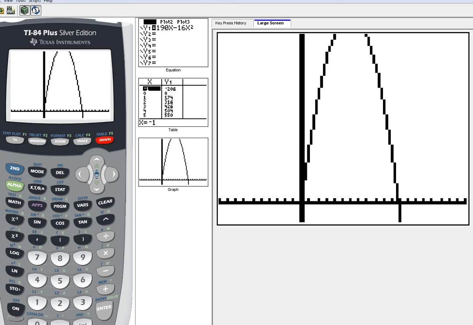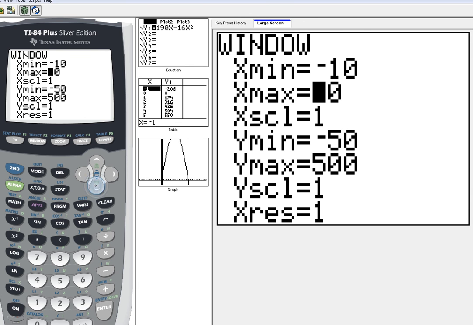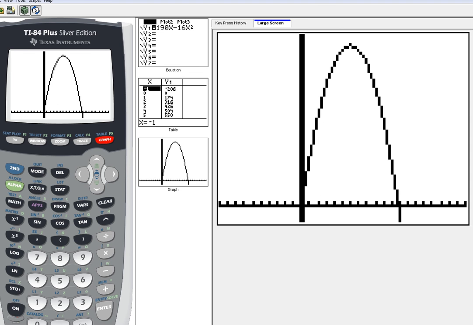Oh, I almost got the whole parabola in there. See that? I'm almost to the top of the parabola. I need to go higher with my y's. So when I go to my window, let's just go like 600. See what that looks like. Hit graph. Oh, there's my parabola. So that's a pretty decent picture.